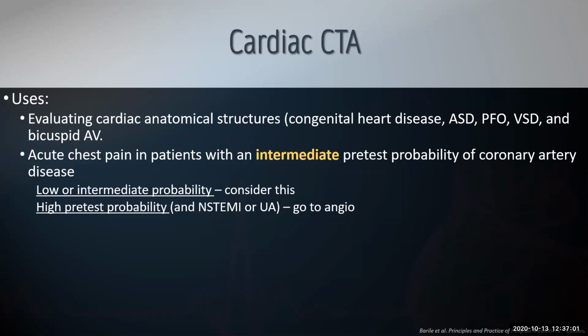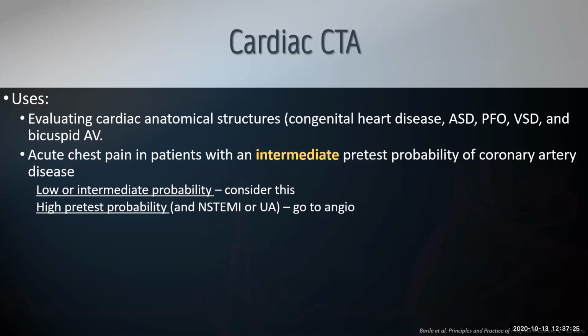So what are the uses? Again, you're going to get anatomic issues, congenital heart disease. You might see some septal defects, even PFOs or ventricular septal defects, bicuspid valves. It's going to tell you a lot of information, very similar to the cardiac MRI. Not as much of the infiltration, but you could probably still get some information about that. And acute chest pain in patients with an intermediate risk, this is a good option for them.